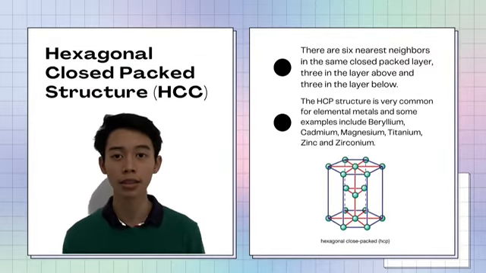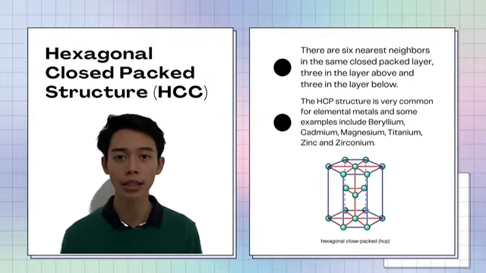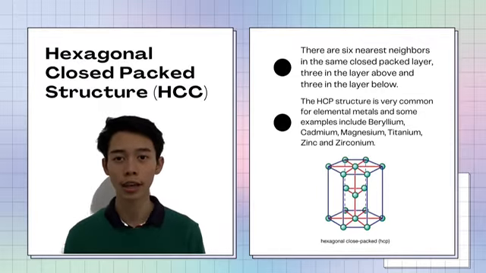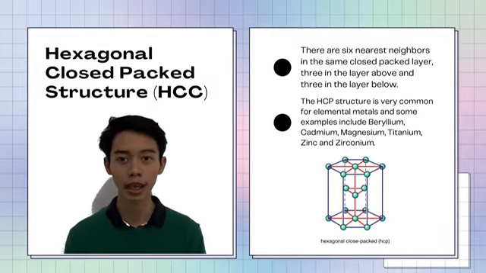Lastly is the hexagonal close-packed structure. There are 6 nearest neighbors in the same close-packed layer, 3 in the layer above and 3 in the layer below. The HCP structure is very common for elemental metals, and some examples include beryllium, cadmium, magnesium, titanium, zinc, and zirconium.